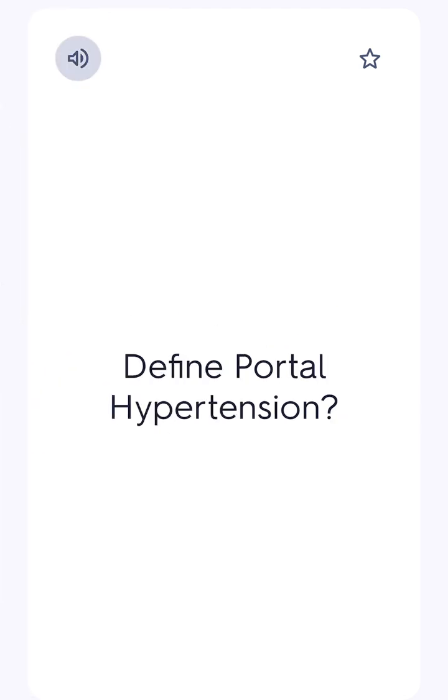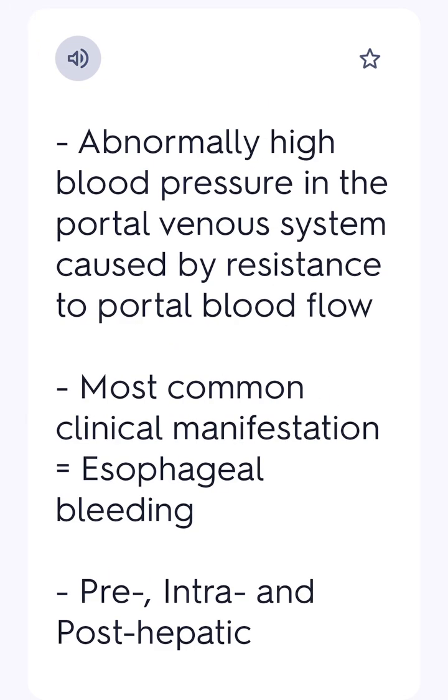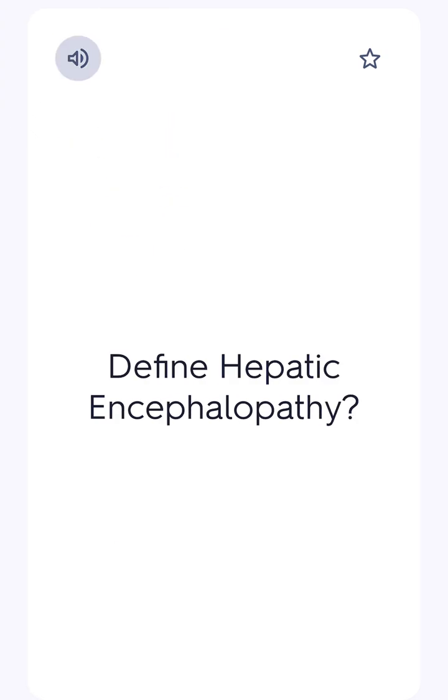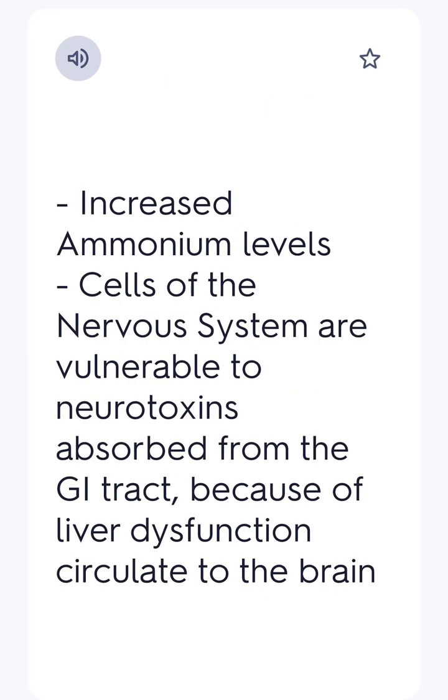Define portal hypertension. Abnormally high blood pressure in the portal venous system caused by resistance to portal blood flow. Most common clinical manifestation is esophageal bleeding; can be pre-, intra- and post-hepatic. Define hepatic encephalopathy. Increased ammonium levels. Cells of the nervous system are vulnerable to neurotoxins absorbed from the GI tract, because of liver dysfunction they circulate to the brain.